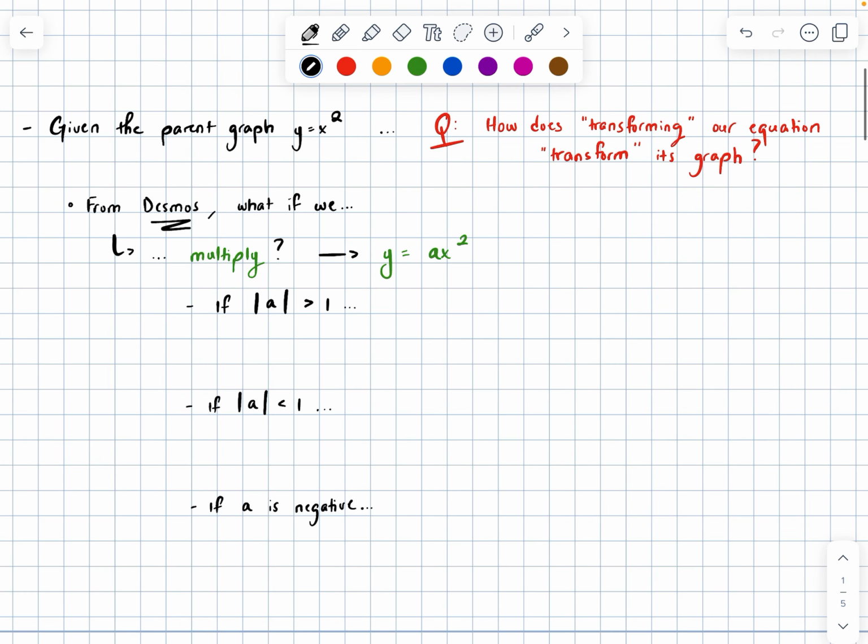That question was this. Say that I take my parent graph, y equals x squared, my simplest possible quadratic equation. I want to see how making changes to that equation, in other words, transforming that equation, transforms the graph it produces. And to visualize these transformations, we used Desmos and played around a bit with a bunch of different numbers. The first thing that we tried was multiplying x squared by something.